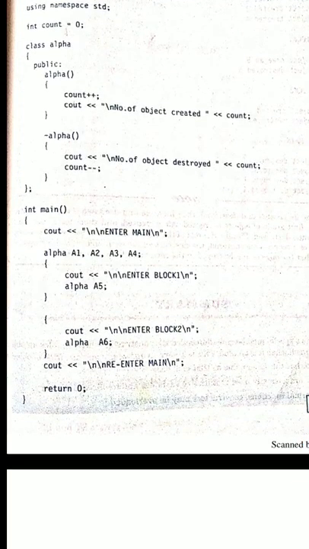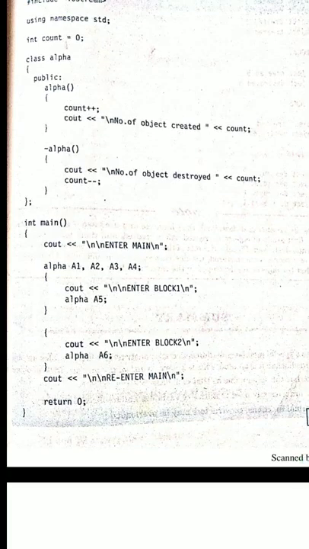Okay, the compiler always starts executing from the main function. What will be the first sentence displayed on your screen? Enter main. See here, how many objects have we created? We have created 4 objects, that is a1, a2, a3, a4. The first statement to be displayed on the screen is cout enter main. Whenever an object is created, it invokes a function. Yes or no?